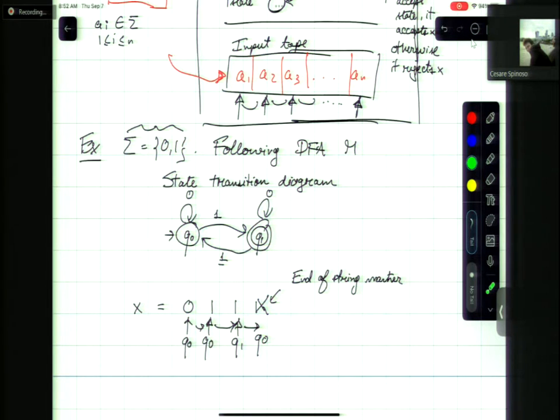Give me one moment. So then I reject X. Let me just show an example where you accept, and then you can ask a question.